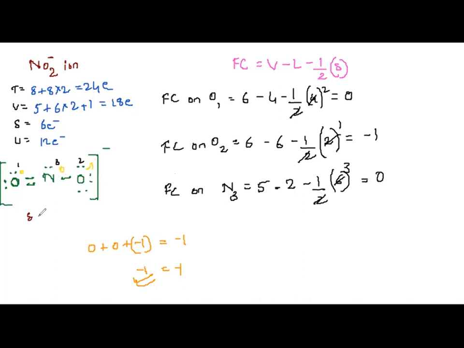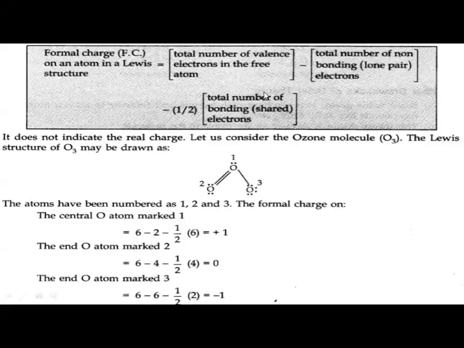So the smallest formal charges is most stable because it will have the least energy. Understood? So this is how we calculate formal charges. I hope that is clear. So this is the formula. Is that fine?